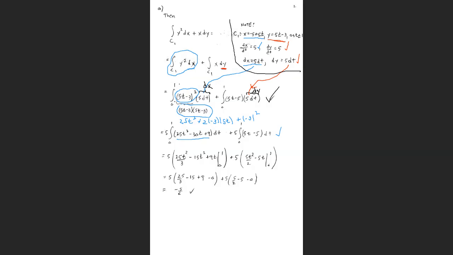Second integral is no problem. You do your antiderivatives, and you should get -5/6 when you're done. And actually, this example that we're doing corresponds to example 4 in the textbook in section 13.2. All right, so I'll let you copy. Please let me know if you have any questions.